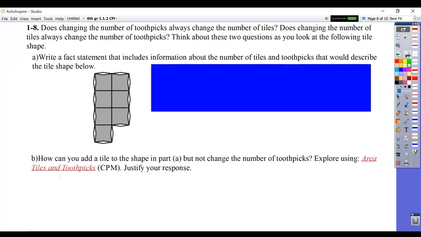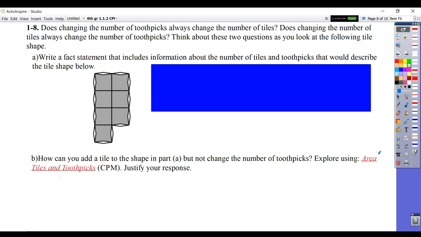Then for 1-8, they want to know if you change the number of toothpicks, does that always change the number of tiles? And if you change the number of tiles, does that always change the number of toothpicks? So first of all, they have you looking at this figure and saying how many tiles, how many toothpicks. And then for B, what if you would add a tile? Could you put it in a place where it would not change the number of toothpicks?